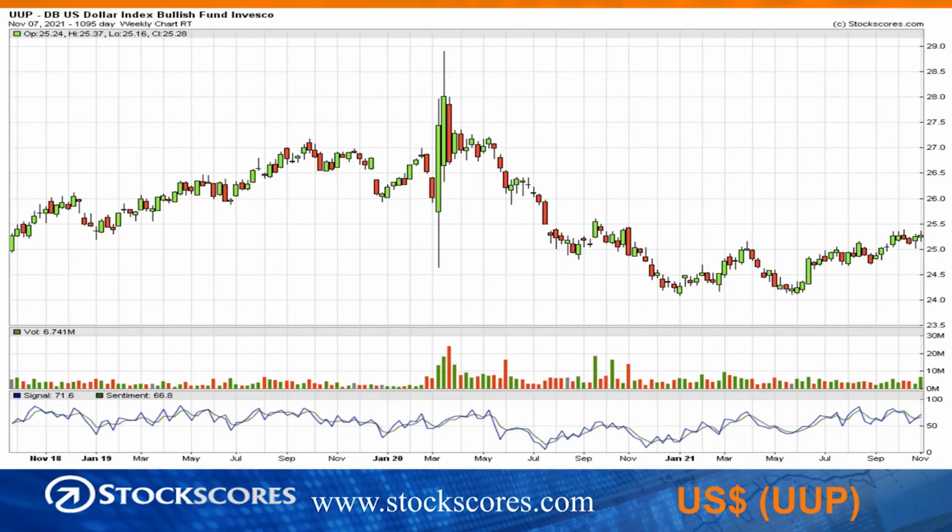Currencies: US dollar still building optimism slowly. When I say optimism, what I mean is rising bottoms on the chart. That means the buyers are in control of the US dollar, but not with a lot of excitement. It needs to break out of this little trading range it's been in.